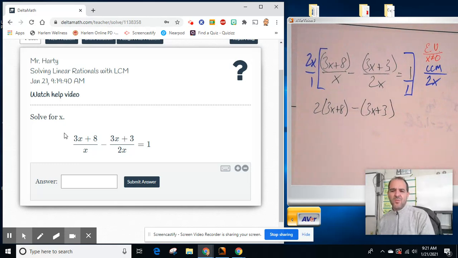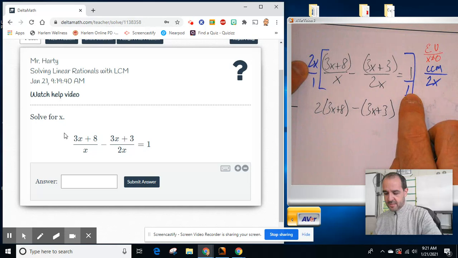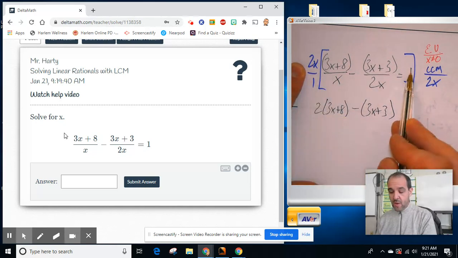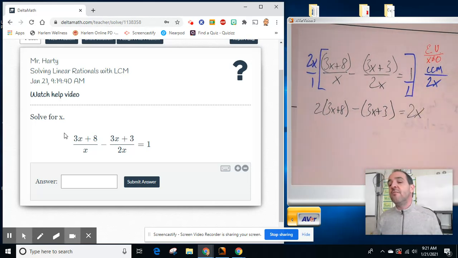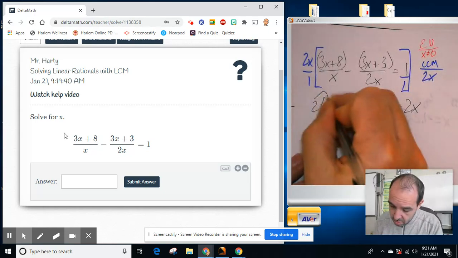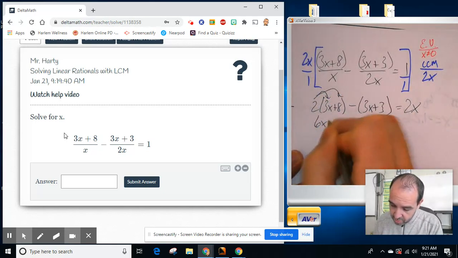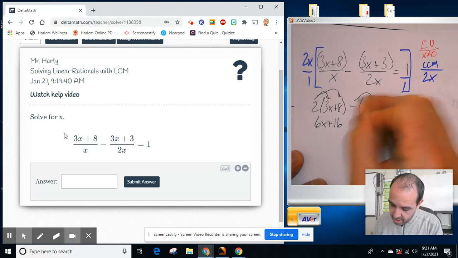But now you get to the last one, and you're like, wait a minute, nothing cancels. 1 doesn't cancel anything in 2x. Okay, so if I multiply across, 2x times 1 is 2x, divided by 1 is still 2x. The whole idea of multiplying by the LCM is to get rid of the fractions. And now I can do my other work.